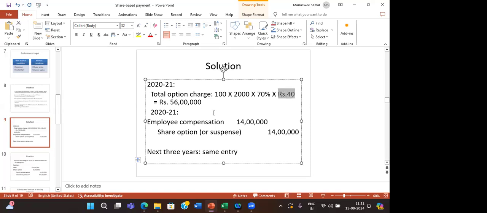So the total option charge is 56 lakhs. Each employee was given 100 options, right? So 100 into 1400 into 40. Therefore, since the vesting period is 4 years of service, we just spread it over 4 years, 14 lakhs. Okay. If your expectation about this employee turnover remains unchanged, 30%, and then let us assume at the end of fourth year, you find that exactly 600 people have left. Then all that you are going to do is repeat this transaction 3 more times.